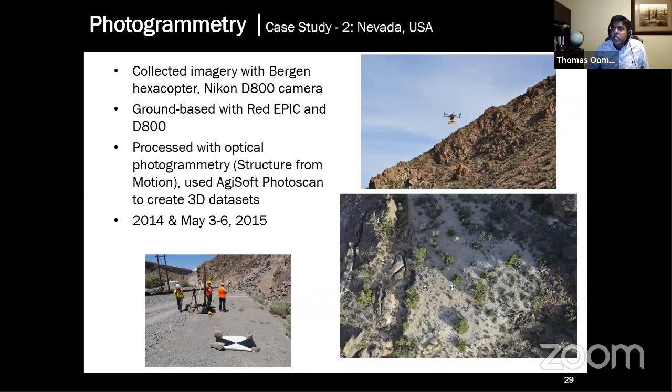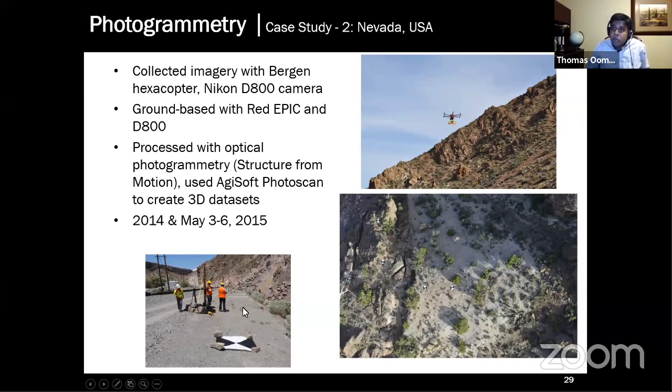Let me quickly go through some other examples, moving away from SAR, or synthetic aperture radar. Let me show you some examples using photogrammetry. I don't know if any of you are using these techniques. This is becoming quite popular these days. You can use a regular DSLR camera. In this case, we used a Nikon D800 camera. We placed it on a drone and we took a data set.